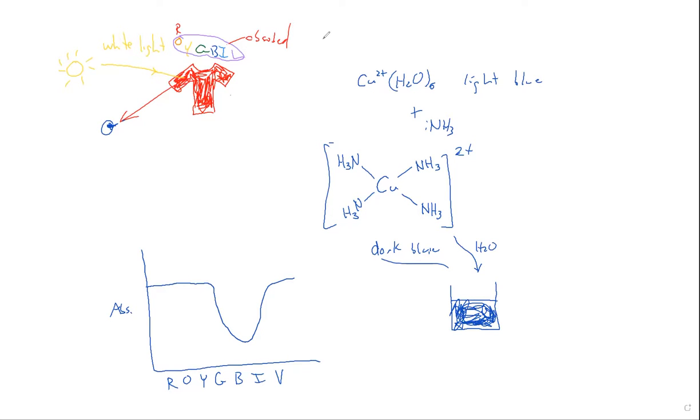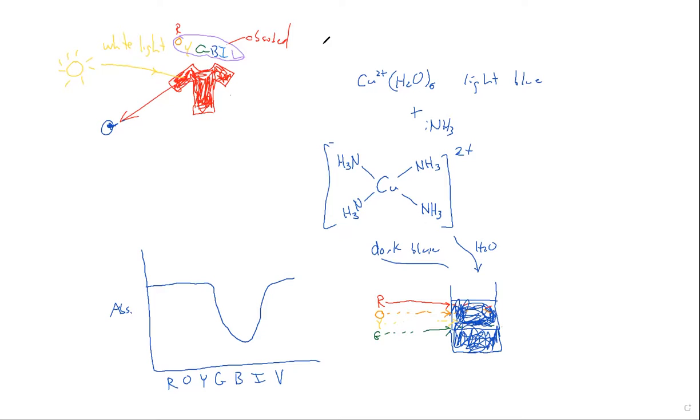If we shine red into my complex, the red is going to be absorbed. If we shine orange, the orange is going to be absorbed. If we shine yellow, the yellow will be absorbed. None of it transmits through. If we shine green, the green goes in and it gets absorbed. I have to make my beaker a little taller. So far the colors of the rainbow are being absorbed by our complex.